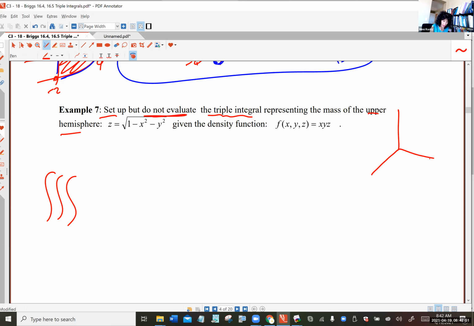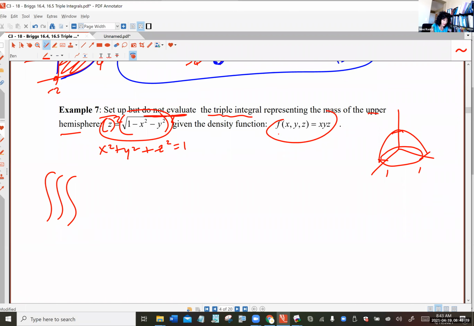An upper hemisphere basically means it's half of a sphere. Now this sphere, if you square both sides and rearrange everything so you have the x squared, y squared, and z squared terms on the left and the constant on the right, is the sphere centered at the origin of radius 1. So the upper hemisphere would look like that.